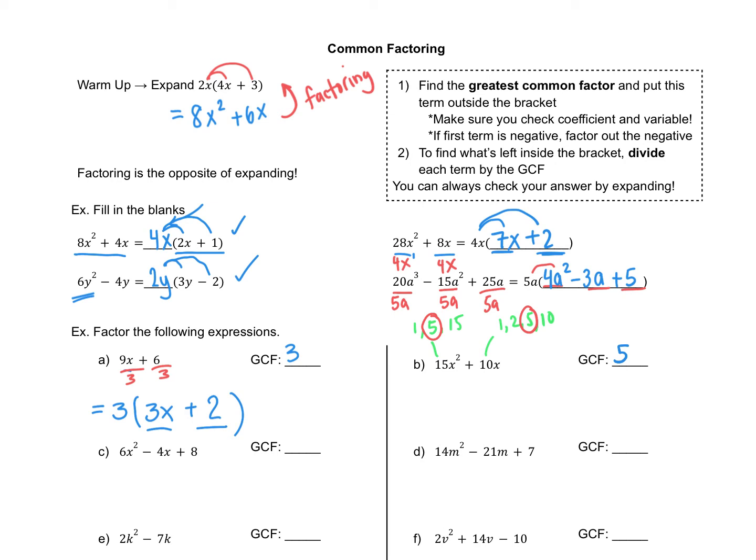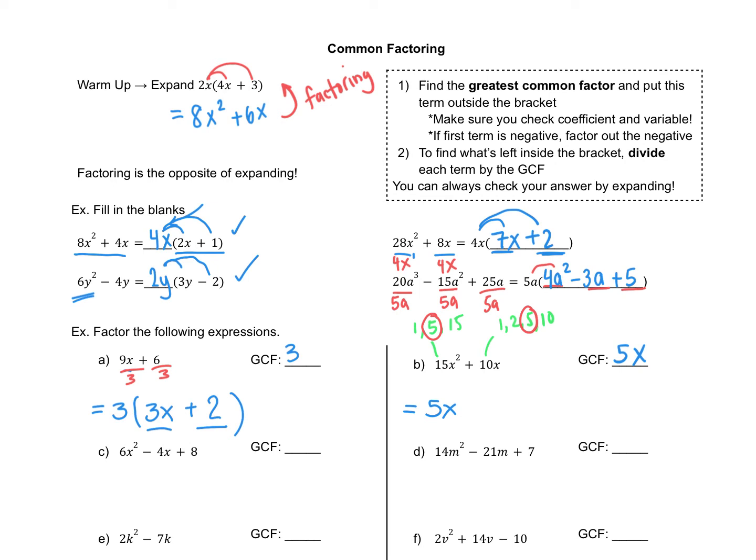And then in terms of the variable, I see an x squared and I see an x. So they definitely both have an x in common. This one is x squared, this one is just x. We always take the lowest exponent, and it's just an x here.